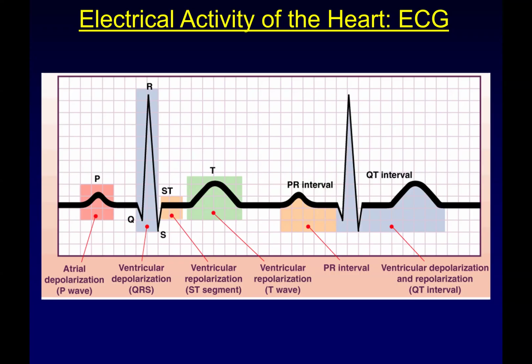That's all I want you to know. P wave, QRS, T wave. P wave is atrial depolarization. QRS is ventricular depolarization. T wave is ventricular repolarization. That's it. Can we do that? That seems okay.